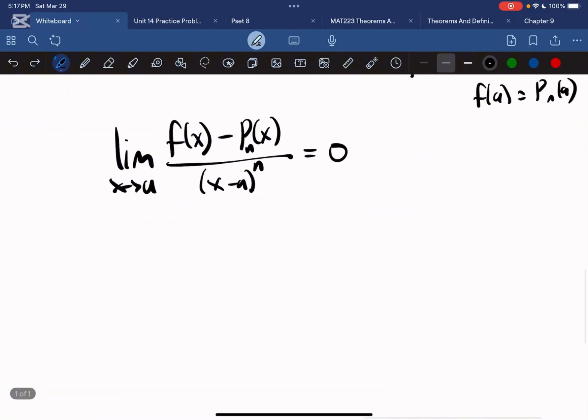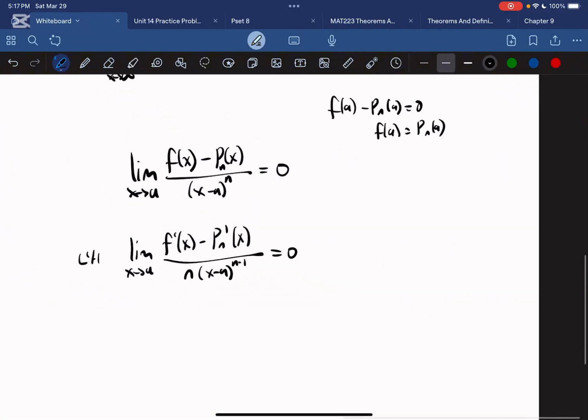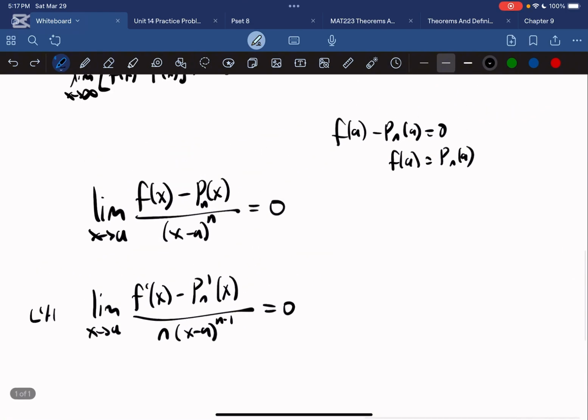Now we can use L'Hopital's rule and say this is, after L'Hopital, the limit as x goes to a of f prime, right? We're just differentiating, and this is n(x minus a)^(n minus 1) equals 0. And now we agree that this also has to equal 0, right? Otherwise, this limit wouldn't equal 0. So what we see is that f prime at a minus p_n prime at a equals 0, right?